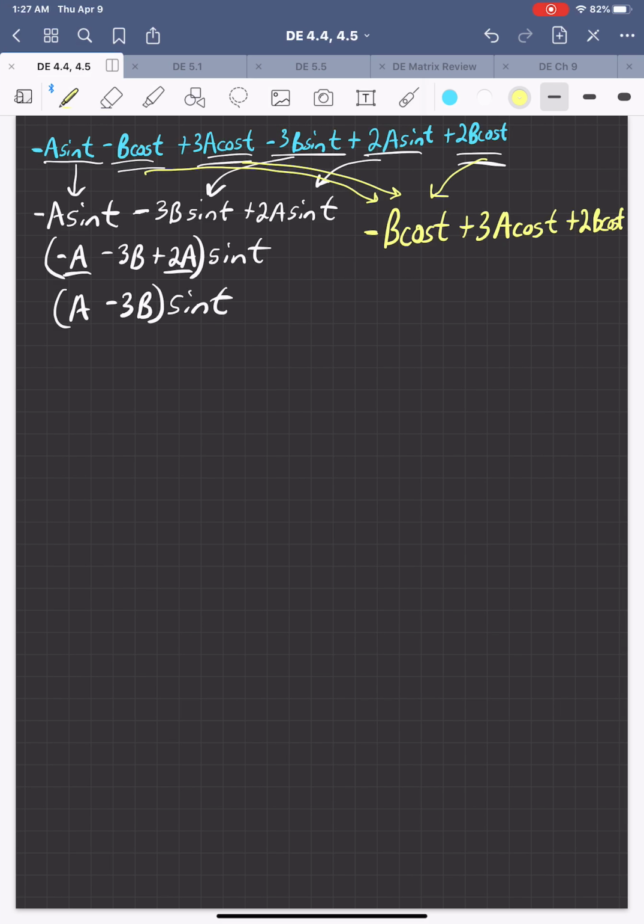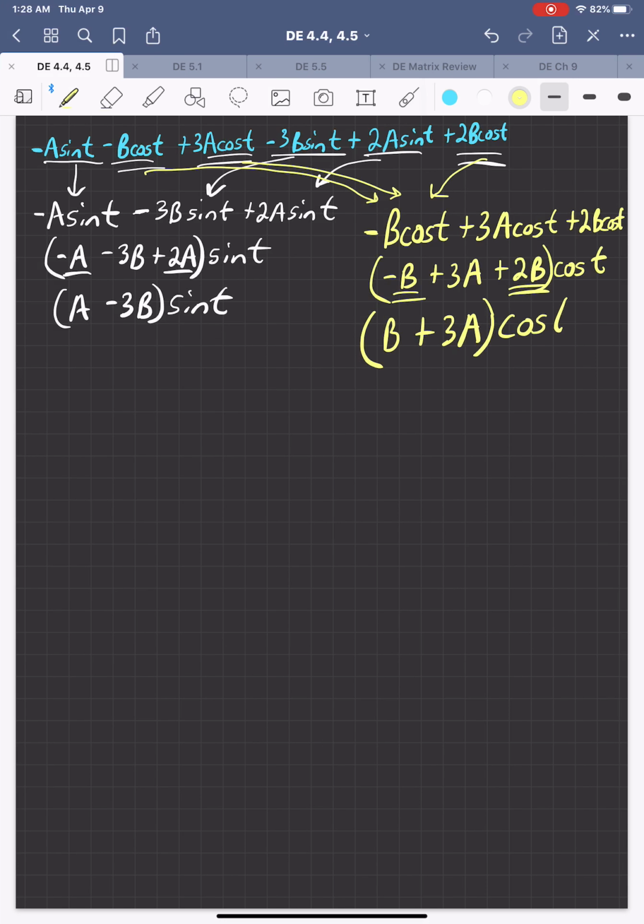Now you can imagine I'm factoring out a cosine. And what's left when you factor out a cosine? Well, let's find out. That should be negative b plus 3a plus 2b, cosine of t. Just like in the previous one, if I have 2b here and a negative b here, I can combine those. That leaves me with just positive b plus 3a, cosine of t.